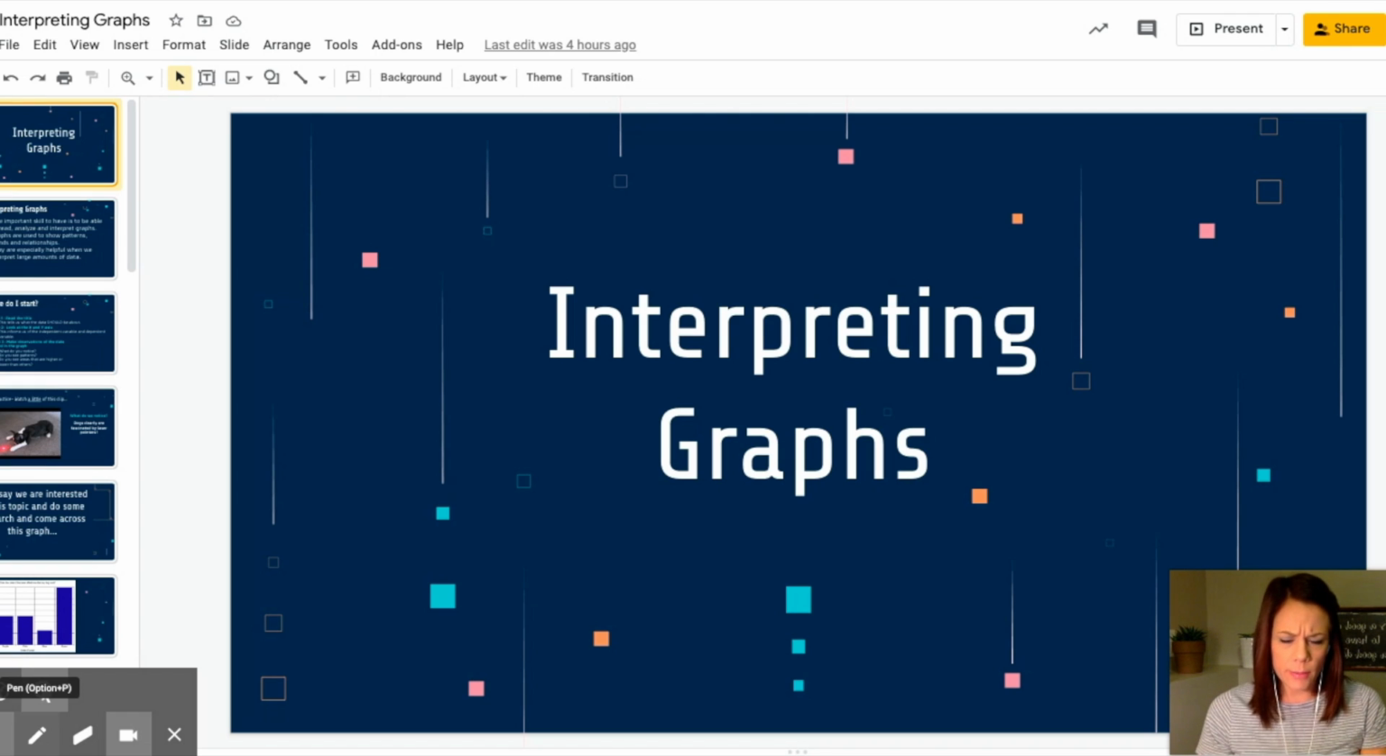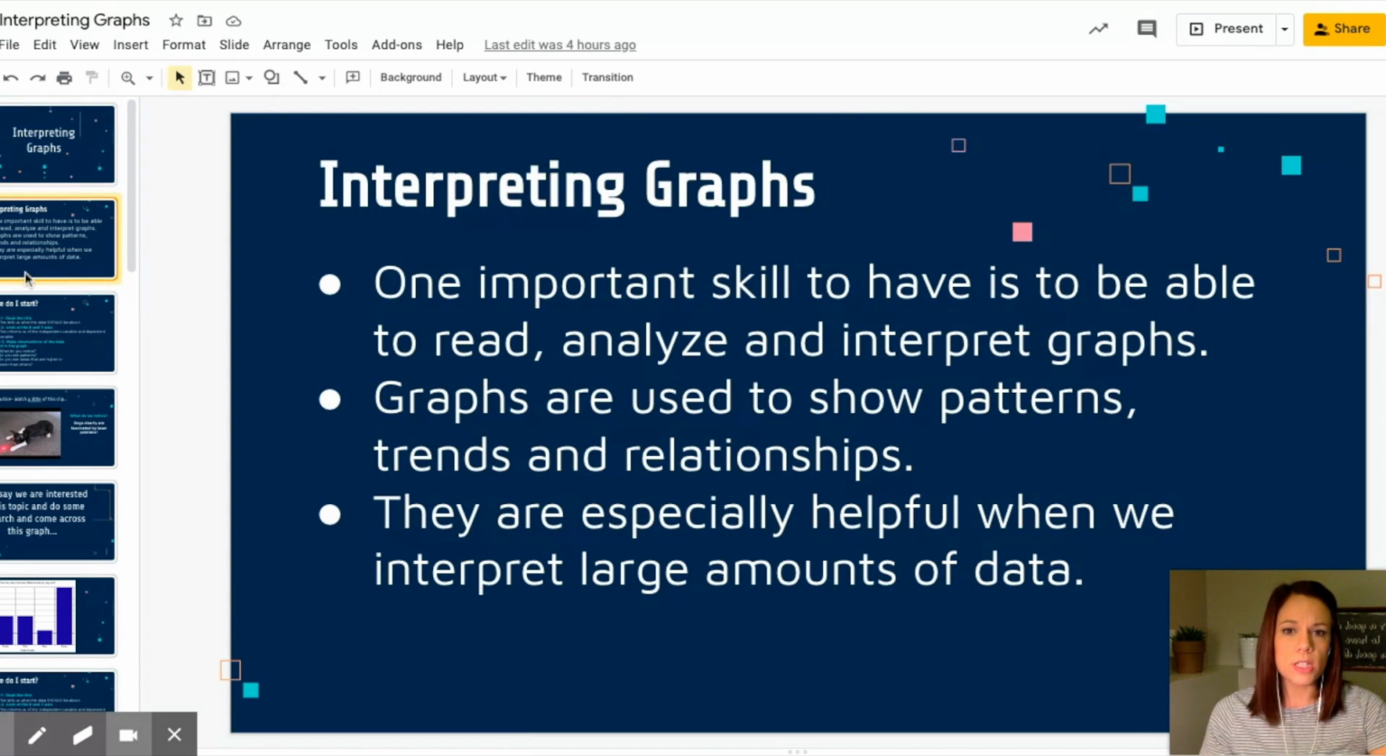Today we are moving on into not creating a graph, but learning how to interpret a graph. Just a couple of quick things here. One important skill is to be able to read, analyze, and interpret graphs. This is something you are going to do probably your whole life, no matter what career or job you have. At some point in your life, you'll need to understand what graphs are telling you. And it's one thing I know that you get tested on a lot when it comes to standardized tests.